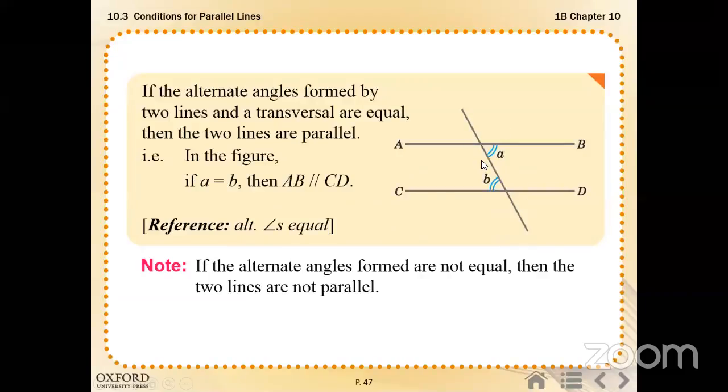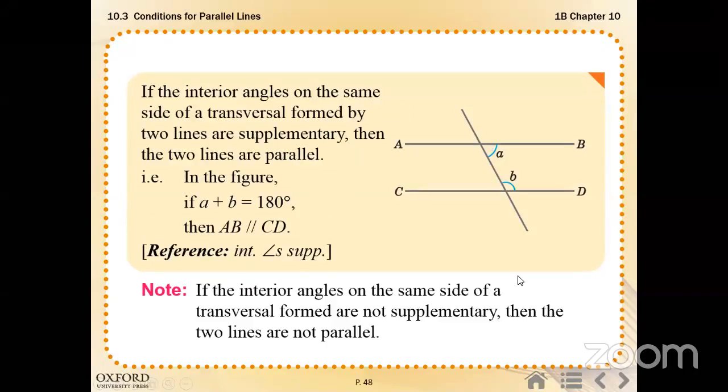Now, just now, I told you we can check the corresponding angles, and similarly, we can also check the alternate angles, because if they are parallel lines, these two angles should be equal. Then now we do the other way around. We will check whether these two angles are equal. If they are equal, then these two lines are parallel. And then for the next one, for the interior angles case, I will check the sum of these two angles.